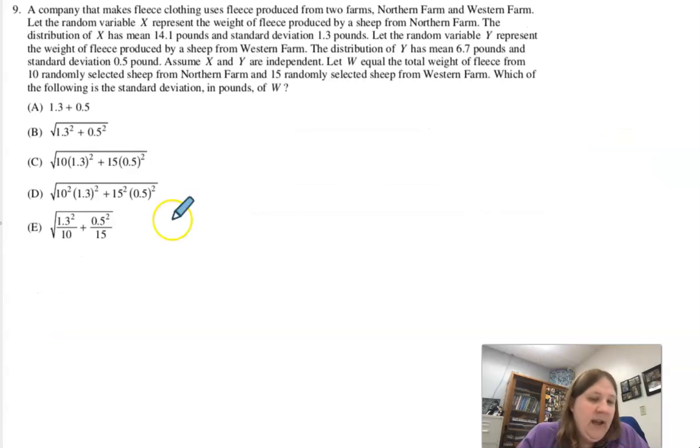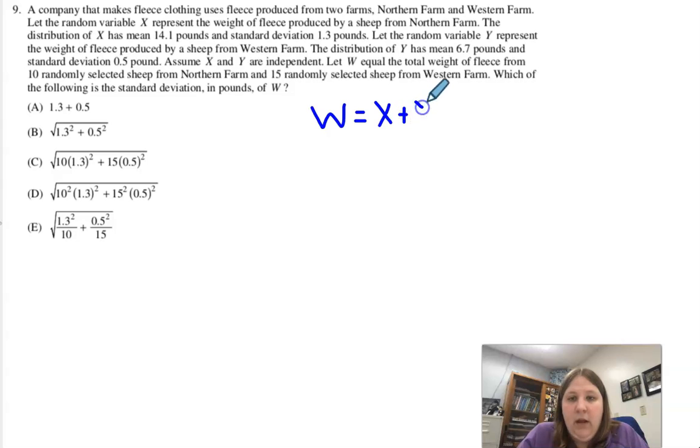Okay, looking at number 9, this one is definitely a tricky one here. So we have x and y, and then we're making this new variable, w, which is equal to x plus y. Okay, so really, though, we have 10 of each of them. We have 10 x's and 10 y's. So when we're thinking about finding the standard deviation, we have to rely on this variance formula for random variables. So the variance of x plus y is equal to the variance of x plus the variance of y.